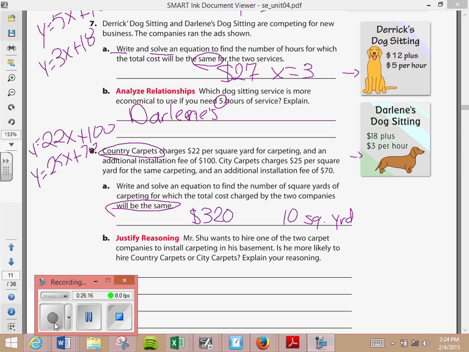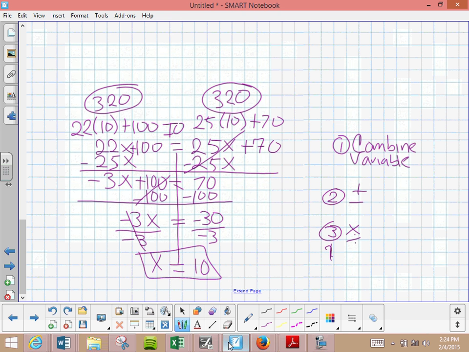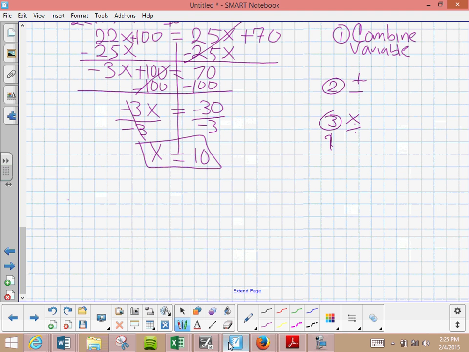All right, listen up. Somebody said at the beginning that city carpet was cheaper because they saw 70 as a down fee and it's only 25 per square yard. But somebody just told me country carpet is actually cheaper. Let's plug it in. So 22 times 11 plus 100. What do you get for this one? 342. And then 25 times 11 plus 70. What do you get? 345.